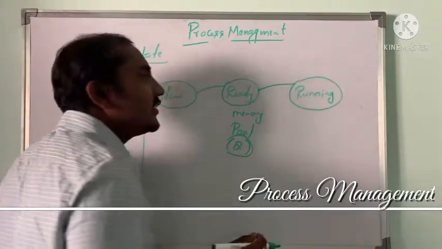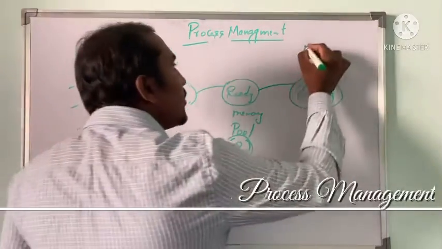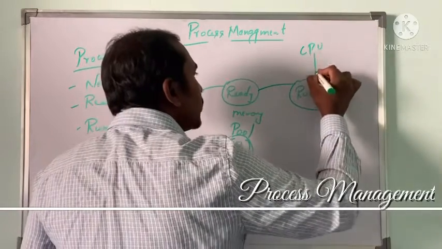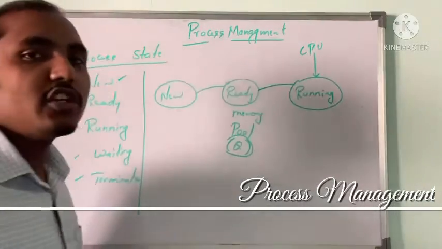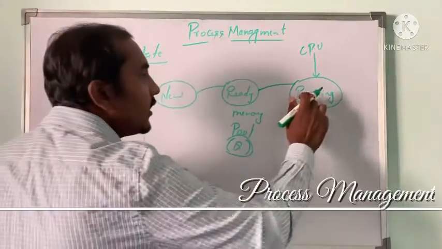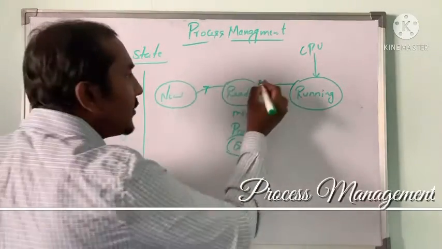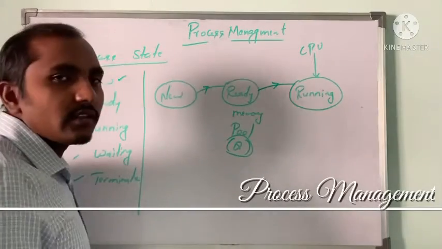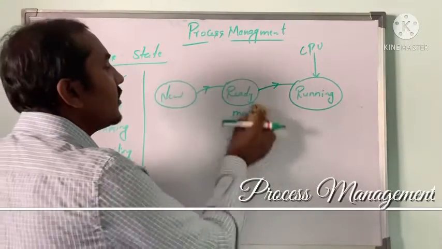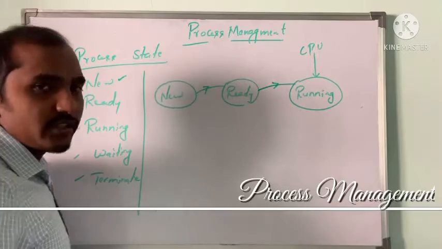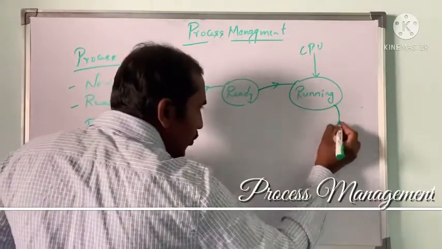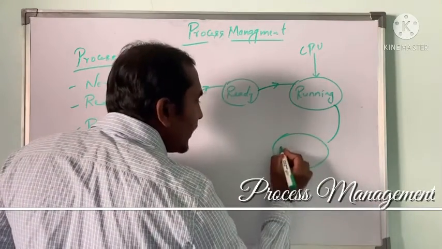So what is the running state? If the CPU is executing your process, then it will be in the running state. So from the new state, we'll go to the ready state. From the ready state, we'll go to the running state when the process is under execution. From execution, it will go to the waiting state.